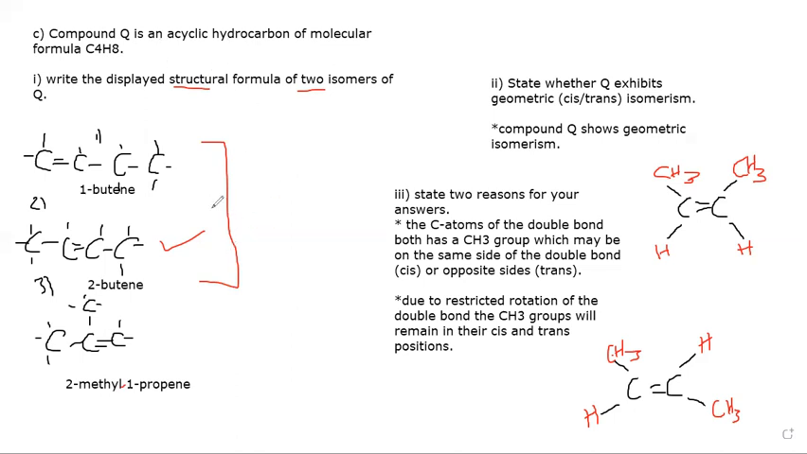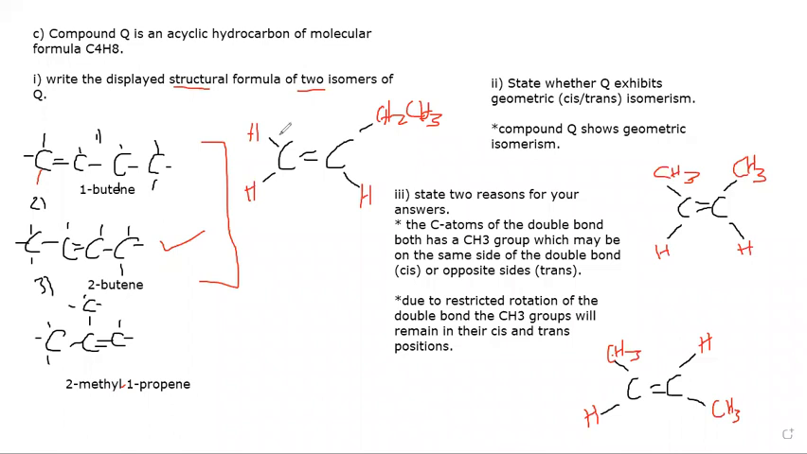All right. So remember now, geometric isomerism, it's cis-trans, right? So that means, let us look back at cis-trans isomerism. To know if it has cis-trans isomerism, you are going to locate the carbon atoms of the double bond. So let's start with 1-butene. All right, so let me just pause here.